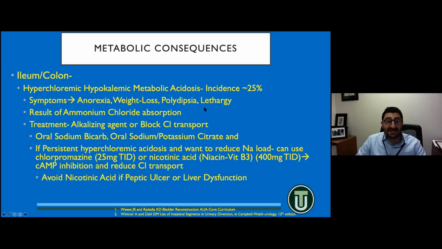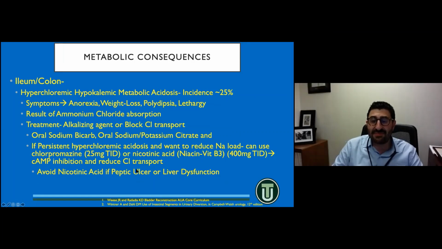To treat these patients, you may use an alkalizing agent, sodium bicarb, potassium citrate, or you can block chloride transport, and can use chlorpromazine or nicotinic acid, which inhibit cyclic AMP and reduce the chloride transport to help treat the acidosis. You want to avoid nicotinic acid in patients with peptic ulcer disease as well as liver dysfunction.